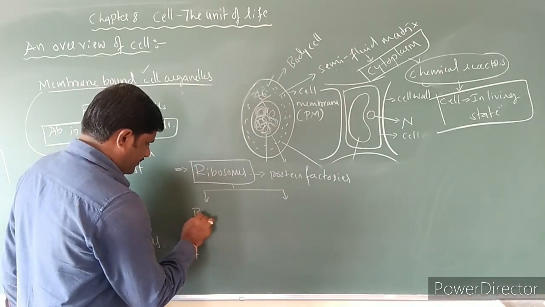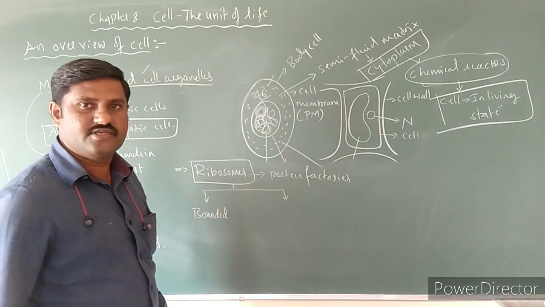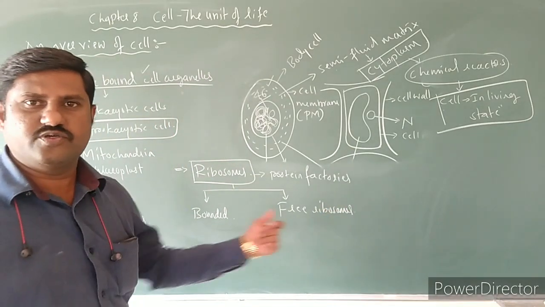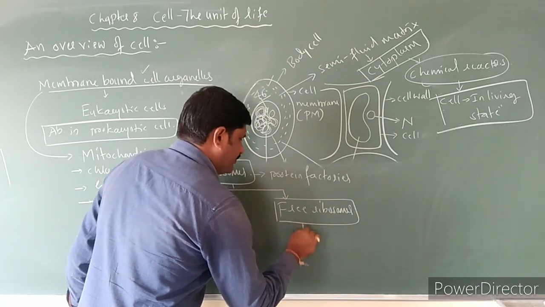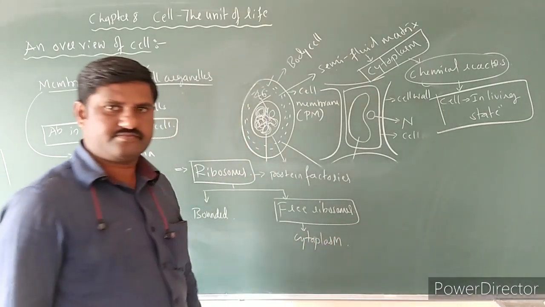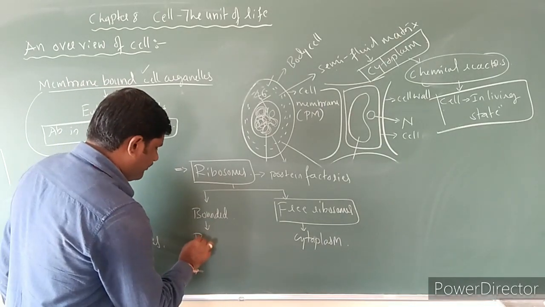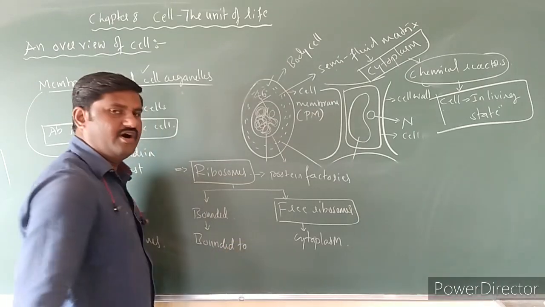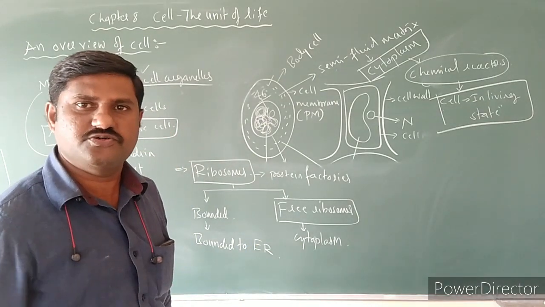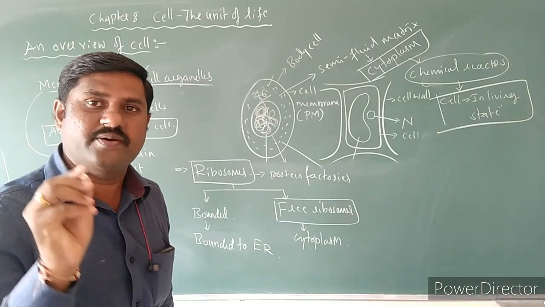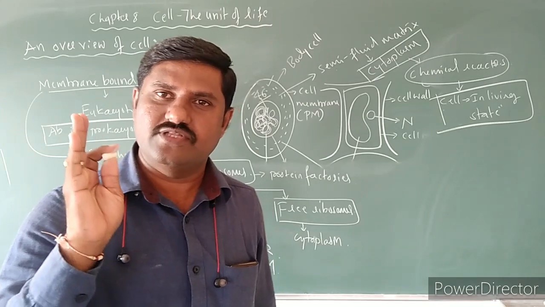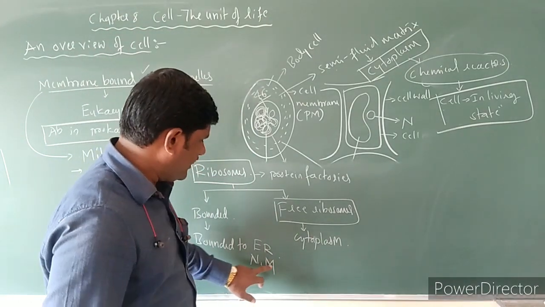These ribosomes are of two types. One is bounded ribosomes, and the second one is free ribosomes. Free ribosomes are usually sailing inside the cytoplasm. Where are they present? They are present in the cytoplasm. Bounded ribosomes are attached to structures like the endoplasmic reticulum, as well as the outer membrane of the nucleus. So they are attached not only to the endoplasmic reticulum but also to the nuclear membrane.